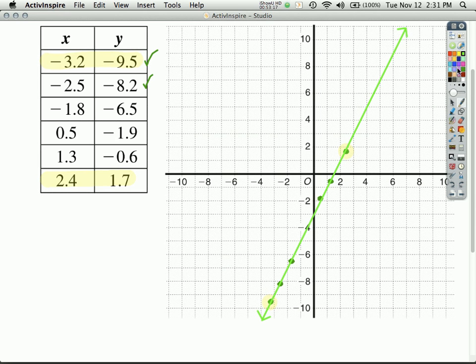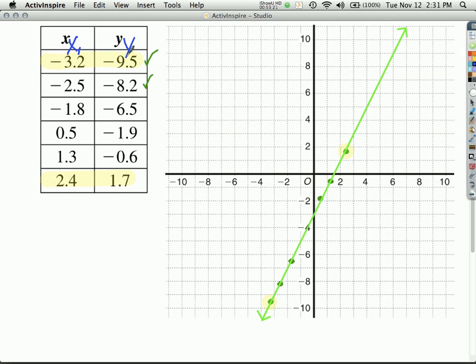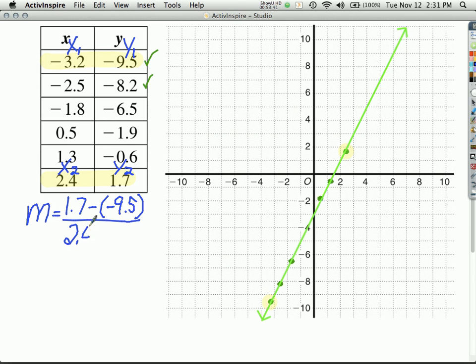So this can be my x1, y1. This will be my x2, y2. And I can calculate my slope from those. So I've got 1.7 minus negative 9.5 over 2.4 minus negative 3.2. I'll definitely need my calculator to help me along.